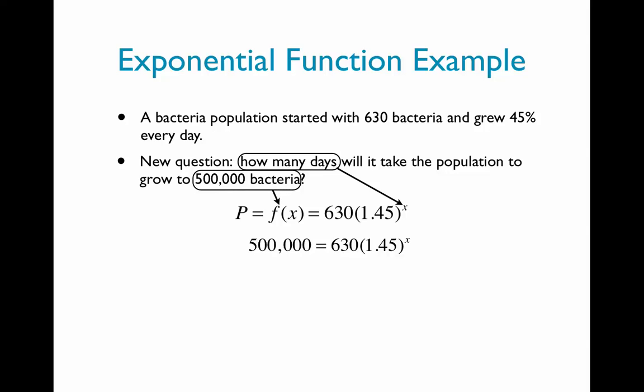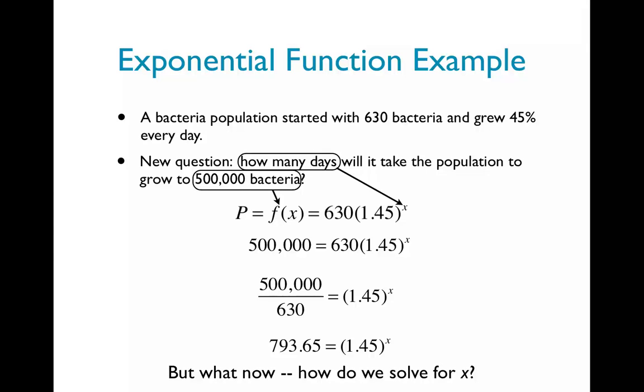Okay, so we start like this. 500,000 equals our output equals 630 times 1.45 to the x. We can divide, and we end up here. We get 793.65 equals 1.45 to the x. So the question is, what now? How do we get this number, x? There is some number of days that goes by such that the population reaches 500,000, but we've kind of got an algebraic roadblock here, okay?